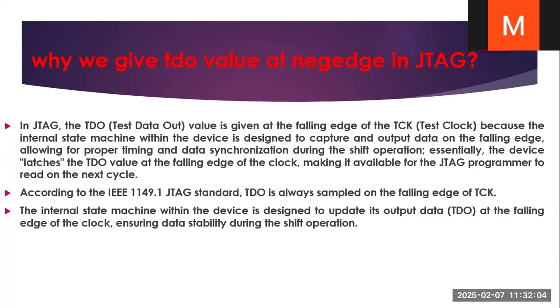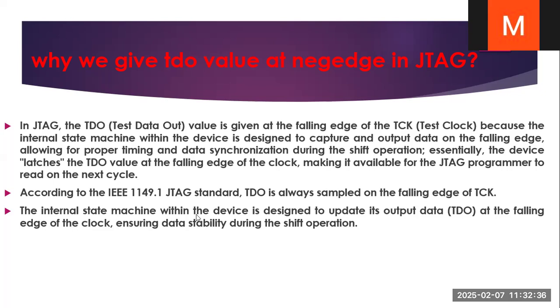Essentially, the device latches the TDO value at the falling edge of the clock, making it available for the JTAG programmer to read on the next cycle. According to the IEEE 1149.1 JTAG standard, TDO is always sampled on the falling edge of the clock. TDO, test data output, is always sampled at the falling edge of the test clock.